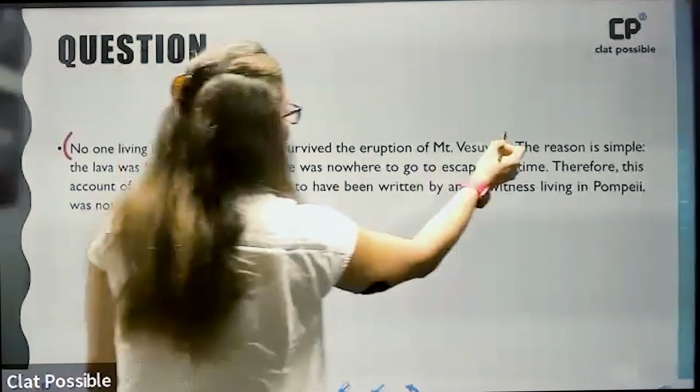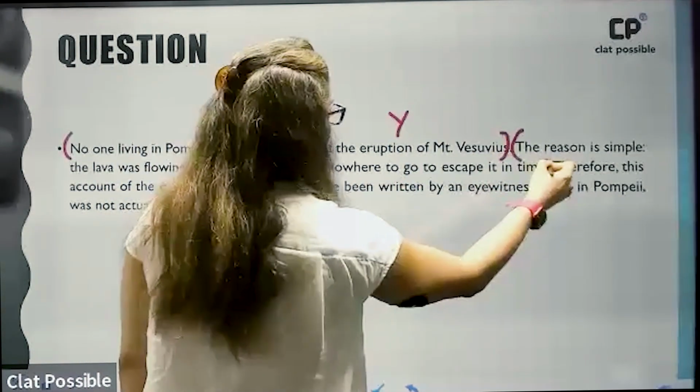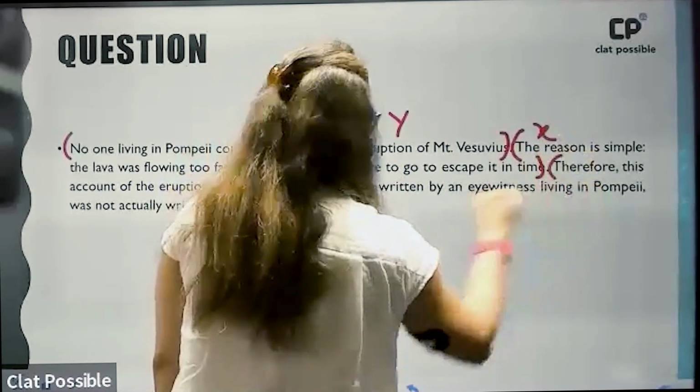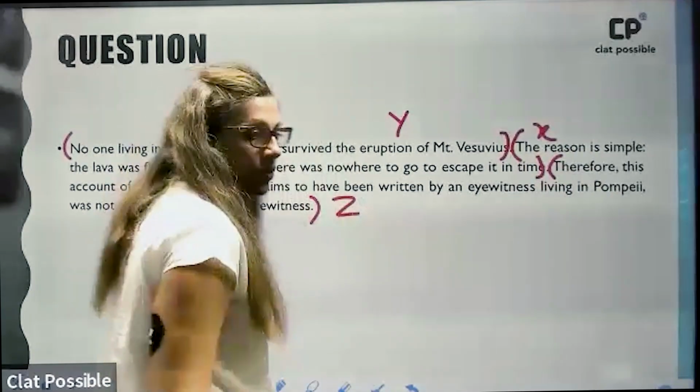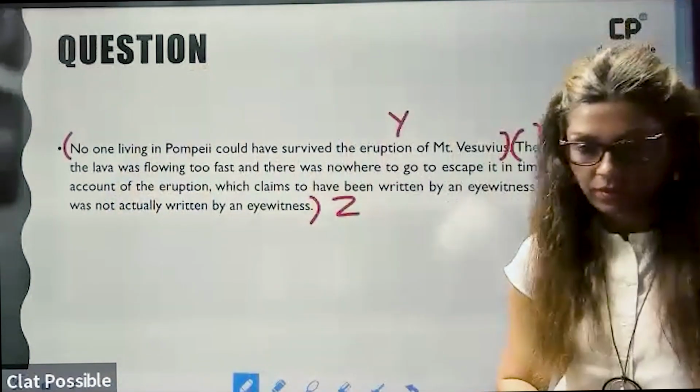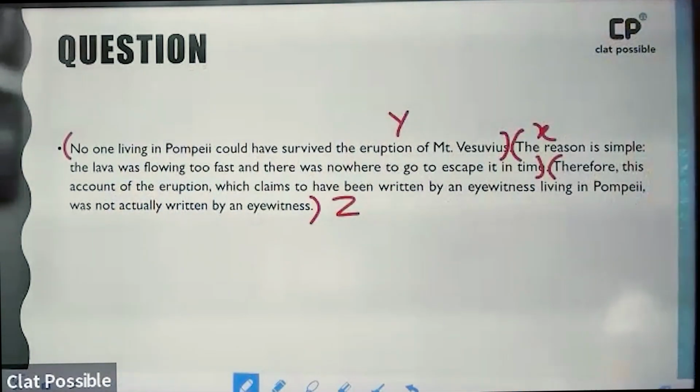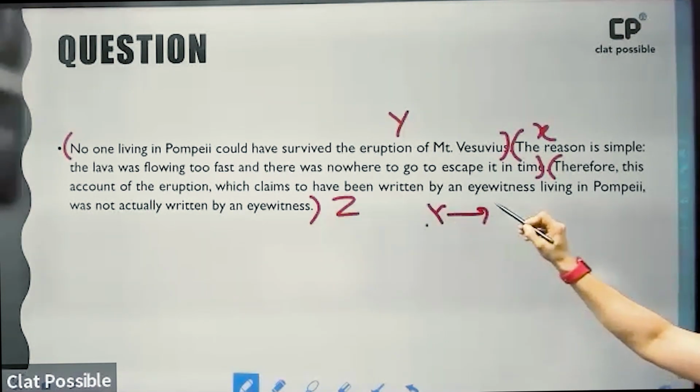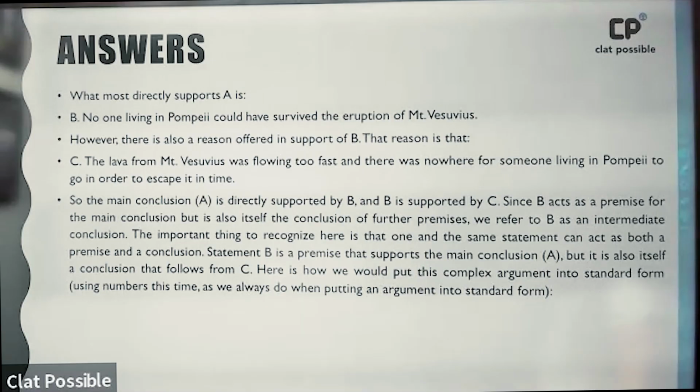So this is our Y. This is our X. And this is our Z. So C is X, which is the premise. Remember, X leads to Y, leads to Z. So A is supported by B, B is supported by C. So B acts like your evidence for the main conclusion, but it itself is a conclusion for C. This is what we have explained, right?